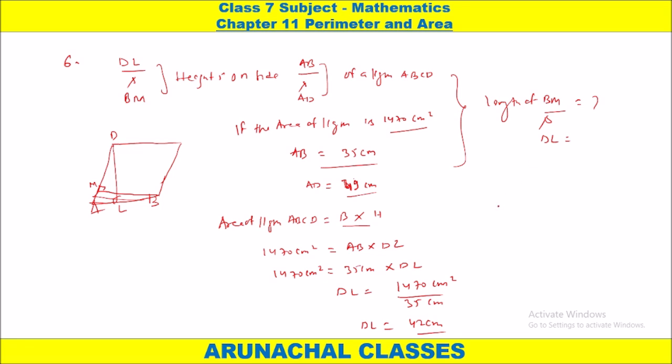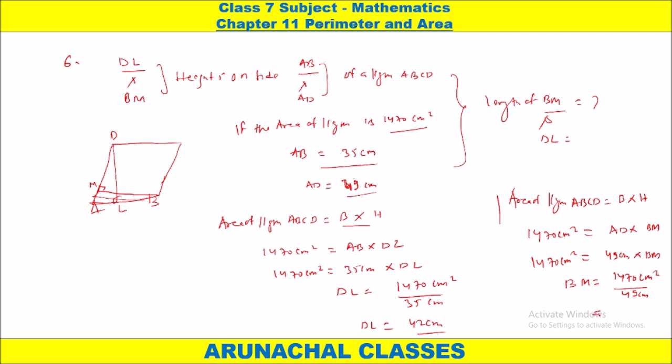Now the second part, again we will be finding the area of parallelogram ABCD, and that is equal to base multiplied with the height or altitude. This time area of parallelogram is the same, 1470 centimeter square. This time base value I will take AD and height I will take BM. AD is given as 49 centimeter and BM is not known. Here it will be equal to 1470 centimeter square. Then BM will be equal to 1470 centimeter square divided by 49 centimeter. So BM value will be equal to 30 centimeter.